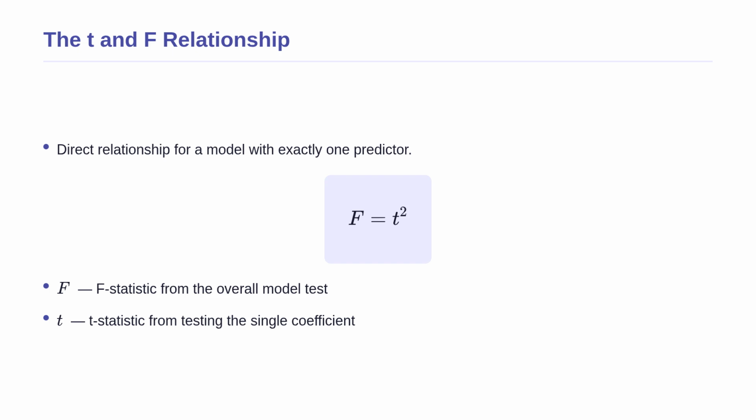For instance, if a variable has a t-score of 3, the overall model will have an F-score of 9. As the t-value grows, indicating stronger evidence for the variable, the F-value grows exponentially, indicating stronger evidence for the model as a whole.